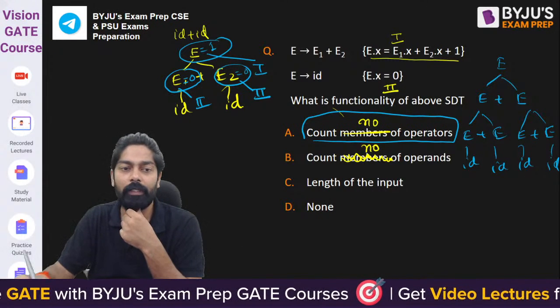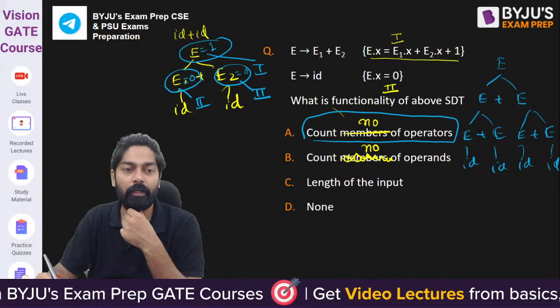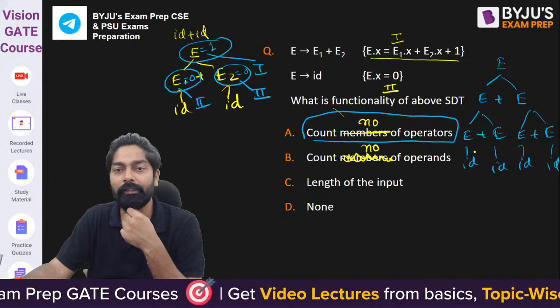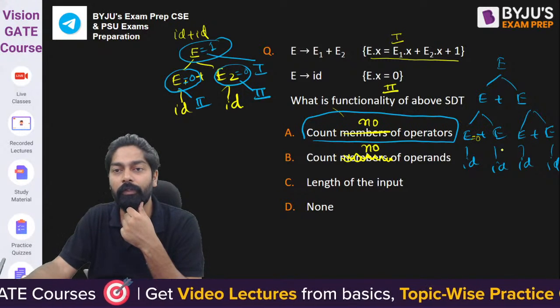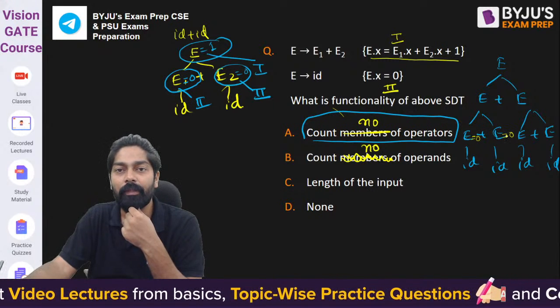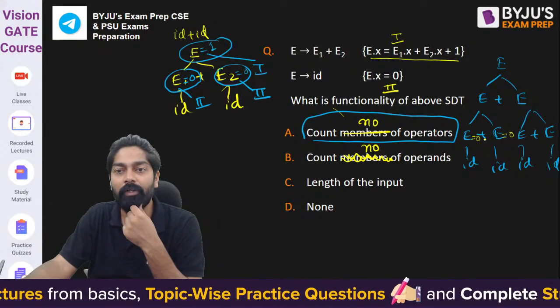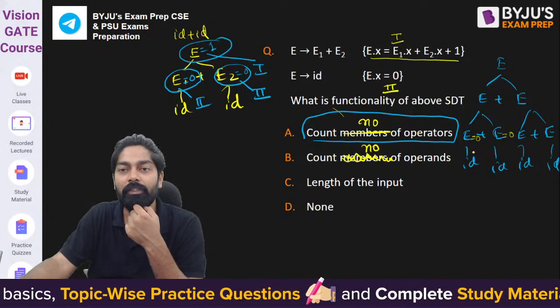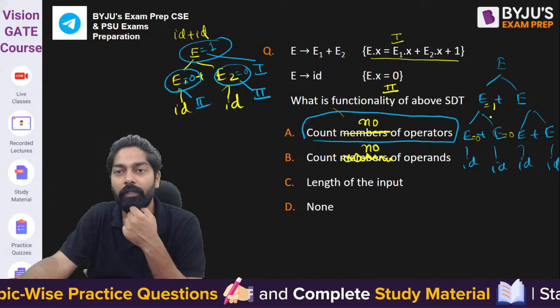Fine. Let me change the color. Okay, now see id. This is nothing but 0. You will get 0 here. Fine. Now what will you get for e plus e? See e plus e. What will you get, my dear friend? E plus e means you will get here 0 plus 0 plus 1. You will get 1 here.